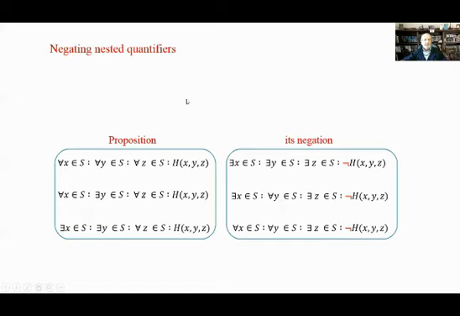Negating nested quantifiers. Propositions and their negation. Look at this, very simple. For any x, there is y, for any z, H(x,y,z). The negation: for any becomes there exists, there exists becomes for any, and the predicate is negated. Remember, you have to negate this. Here's another example. There is an x, there is a y, for any z, H(x,y,z). The negation: for any x, for any y, there is a z, not H(x,y,z).